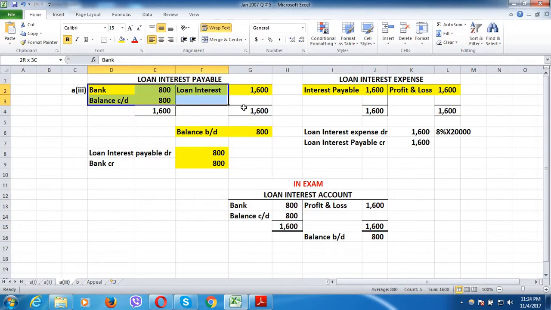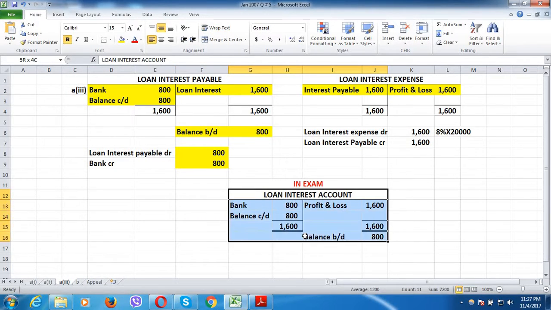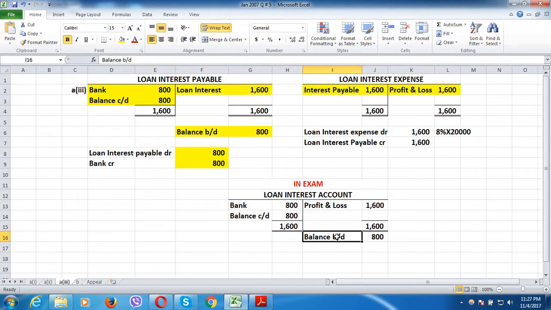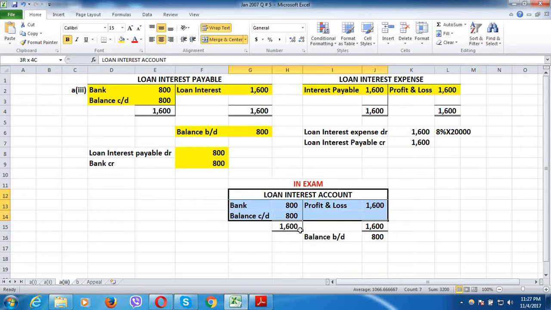You will answer exactly this T account in your exam, just the names will be different. Please have a look. The name has been changed from loan interest payable to loan interest account, and the figures are all the same: 800, 800, 800, 800, 1,600, balance carried down, balance brought down. Just instead of loan interest, you will have to write profit and loss. In this account, the amount which will be transferred to the profit and loss account and to the balance sheet both have been shown. So if you answer like this, you will get full marks.